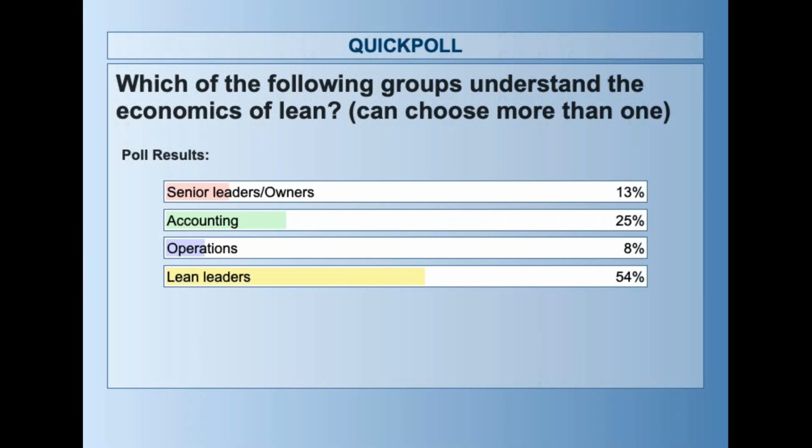The reason I say that is I think typically lean leaders intuitively understand the economics of lean. They may not articulate it in the way I just articulated it.